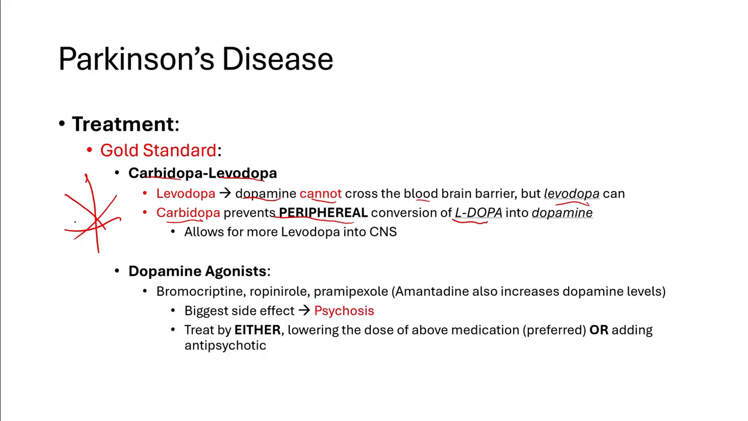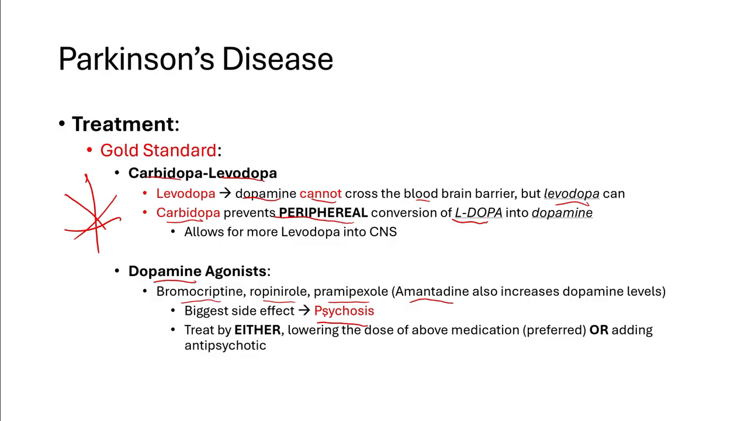In some other individuals, we may want to treat them with dopamine agonists. This can be bromocriptine, ropinirole, pramipexole. Amantadine also increases dopamine levels, but it is not considered a dopamine agonist. I've just included it here because it has a very similar side effect. The biggest side effect of this will be psychosis. So typically visual or auditory hallucinations, they're seeing things that are not there.